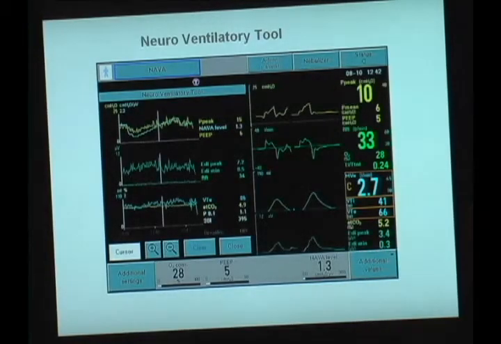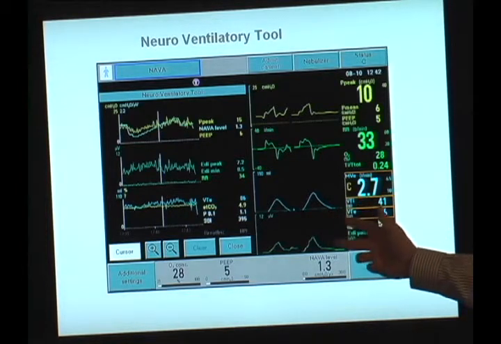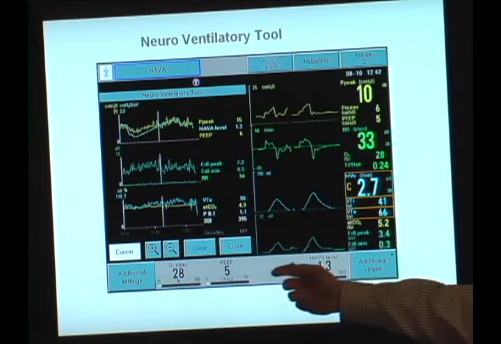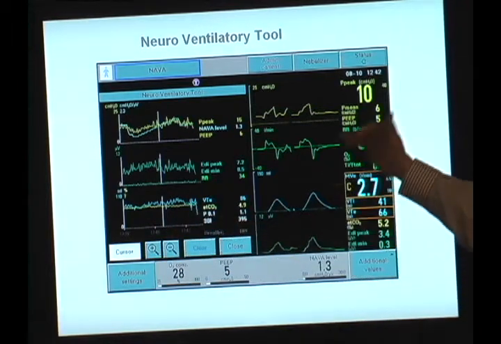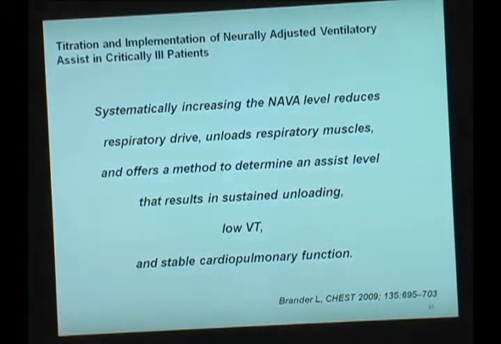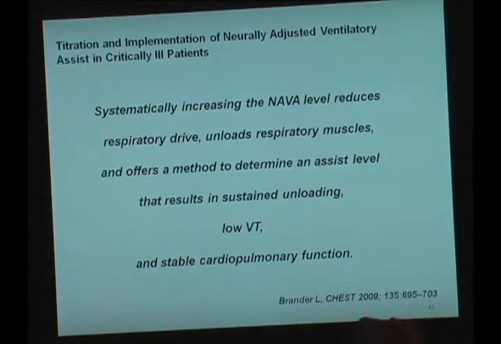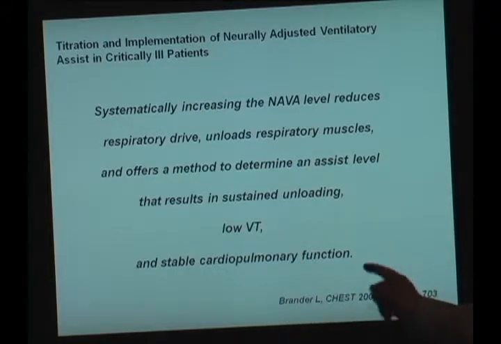And this is very easy to do with the ventilator, because the Servo-i allows us to have the trend and to make a titration of these parameters. So Brander said that systematically increasing the NAVA level reduces respiratory drive, unloads respiratory muscle, and offers some advantages. And what about cardiopulmonary function?